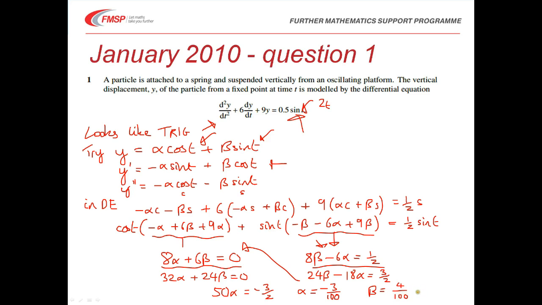Otherwise known as 2 over 50, but it's quite nice to have this able to be written easily as decimals, because this is minus 0.03, and this is, get the minus there, and this is 0.04.